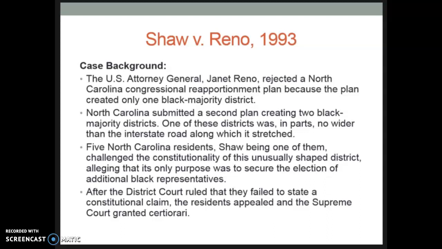The district court ruled that they failed to state a constitutional claim, so they appealed to the Supreme Court, they being the residents of North Carolina. So they sued Janet Reno, the U.S. Attorney General, saying that the way North Carolina drew the districts was unacceptable. And so the courts have to decide if, in fact, the districts are acceptable.